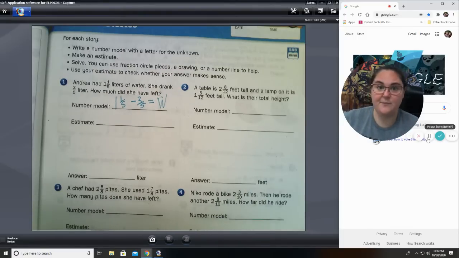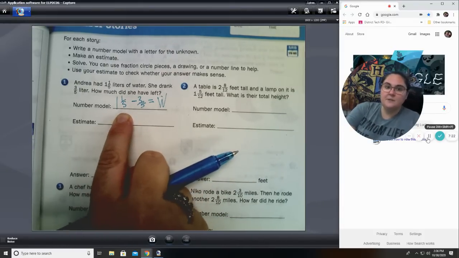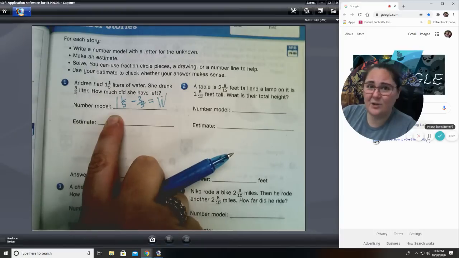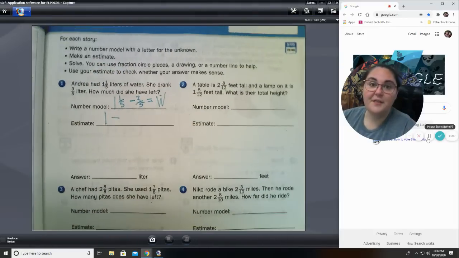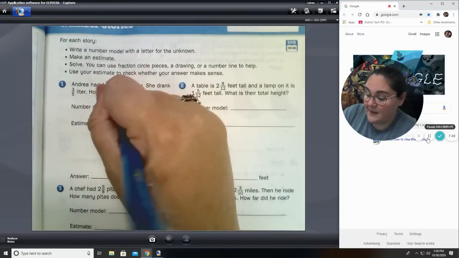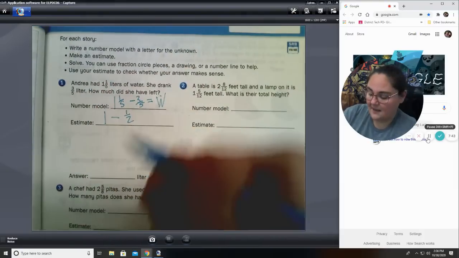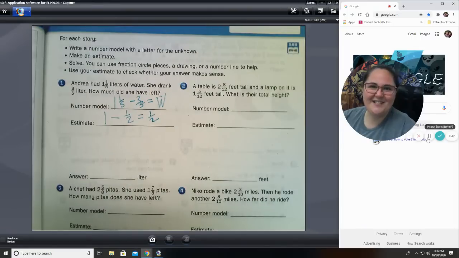All right, if I were going to use benchmarks for this lesson, the first thing I would do is look at 1 1/5. 1 1/5 on a number line is really close to 1. It's closer to 1 than it is to 1 1/2. 3/5 is really close to half of 5, right? 3 times 2 is 6, so that's really close. So I'm going to say 1 minus 1/2. 1 minus 1/2 is 1/2. Your estimate should be 1 minus 1/2 equals 1/2.